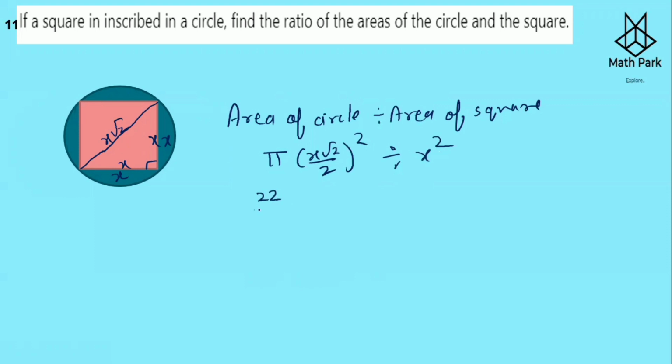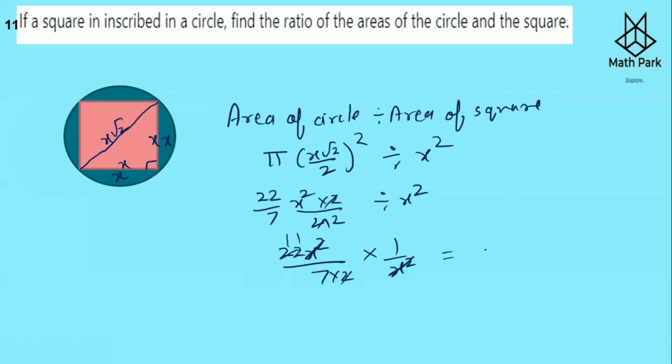So pi is 22 by 7. The square of x is x square. Root 2 square is 2. 2 square is 4, divided by x square. 2 ones are 2, 2 twos are 4. So you get 22 x square upon 7 into 1 upon x square. This x square got cancelled. 2 ones are 2 and 2 11s are 22, so 11 upon 7. So the required ratio is 11:7. So the ratio of the areas of circle to square is 11:7.